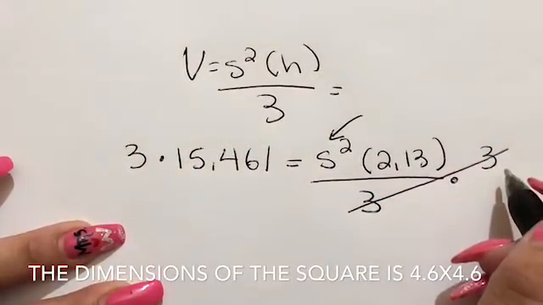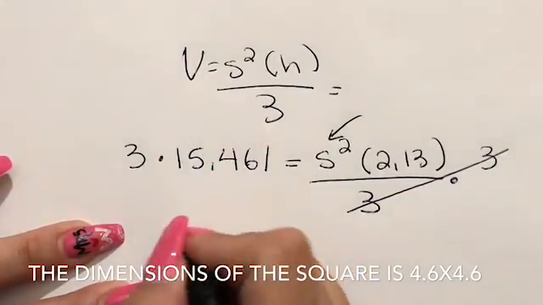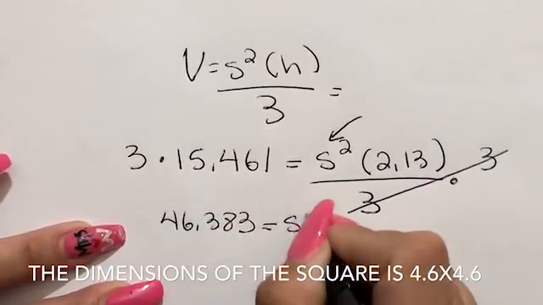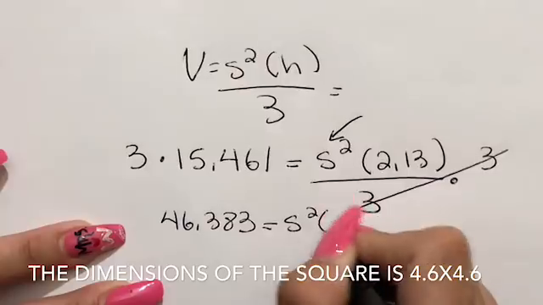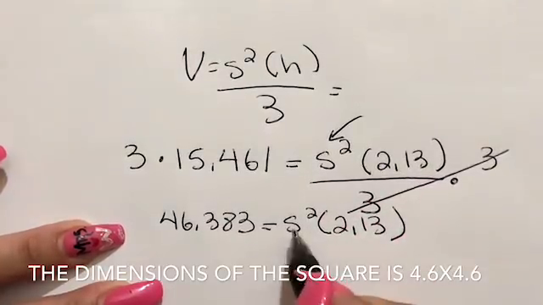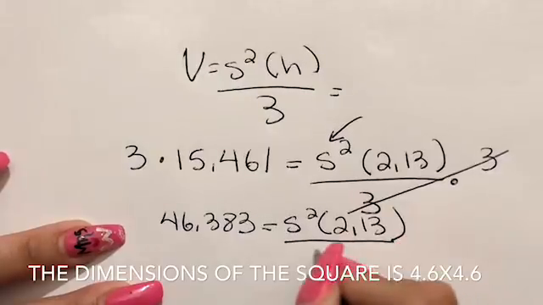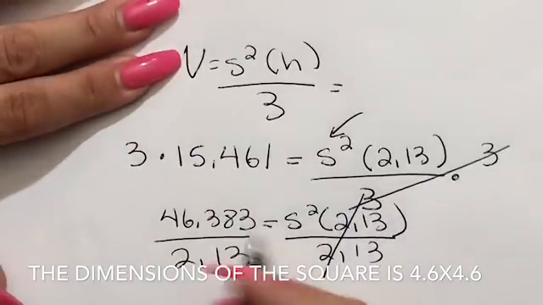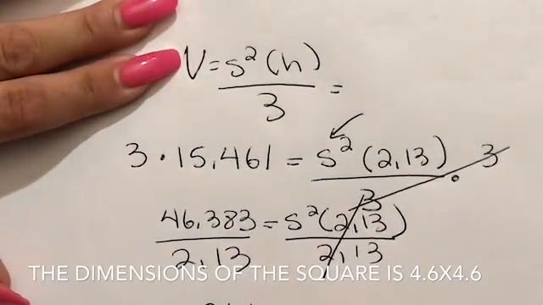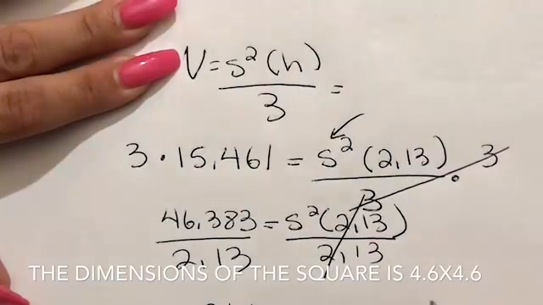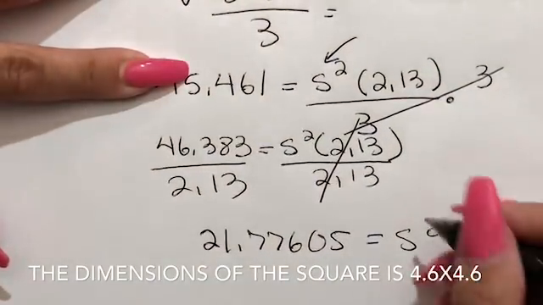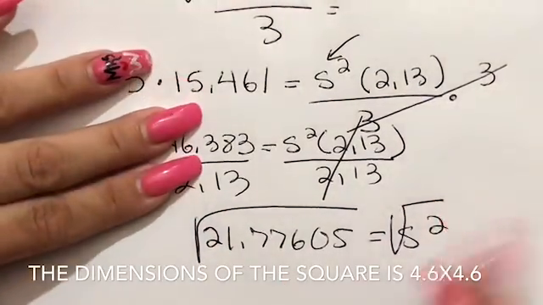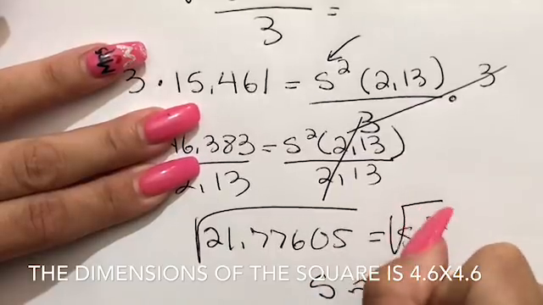The 3 cancels over here. On this side, I'm left with 46.383 equals S squared times 2.13. To get S squared by itself, I'm going to divide by 2.13 on both sides. So now I have 21.77605 is equal to S squared. And the final step to get S by itself is to take the square root. And the square root of this is approximately 4.6.